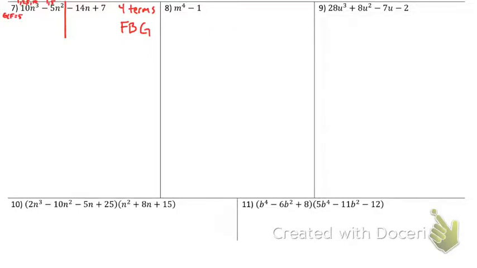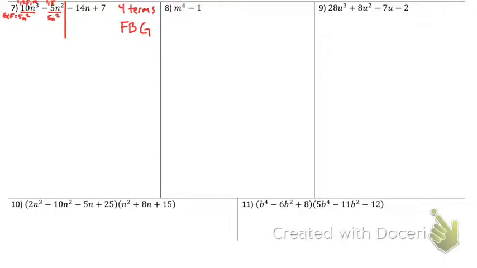Okay? Now we look at the variable. Do they have a variable in common? And they do. They have n's. So we want to pick the lower powered n. So the lower powered n is n squared. Okay? Once we have our GCF, we're going to divide these 2 numbers by our GCF. So we're going to divide by 5n squared here and divide by 5n squared here.